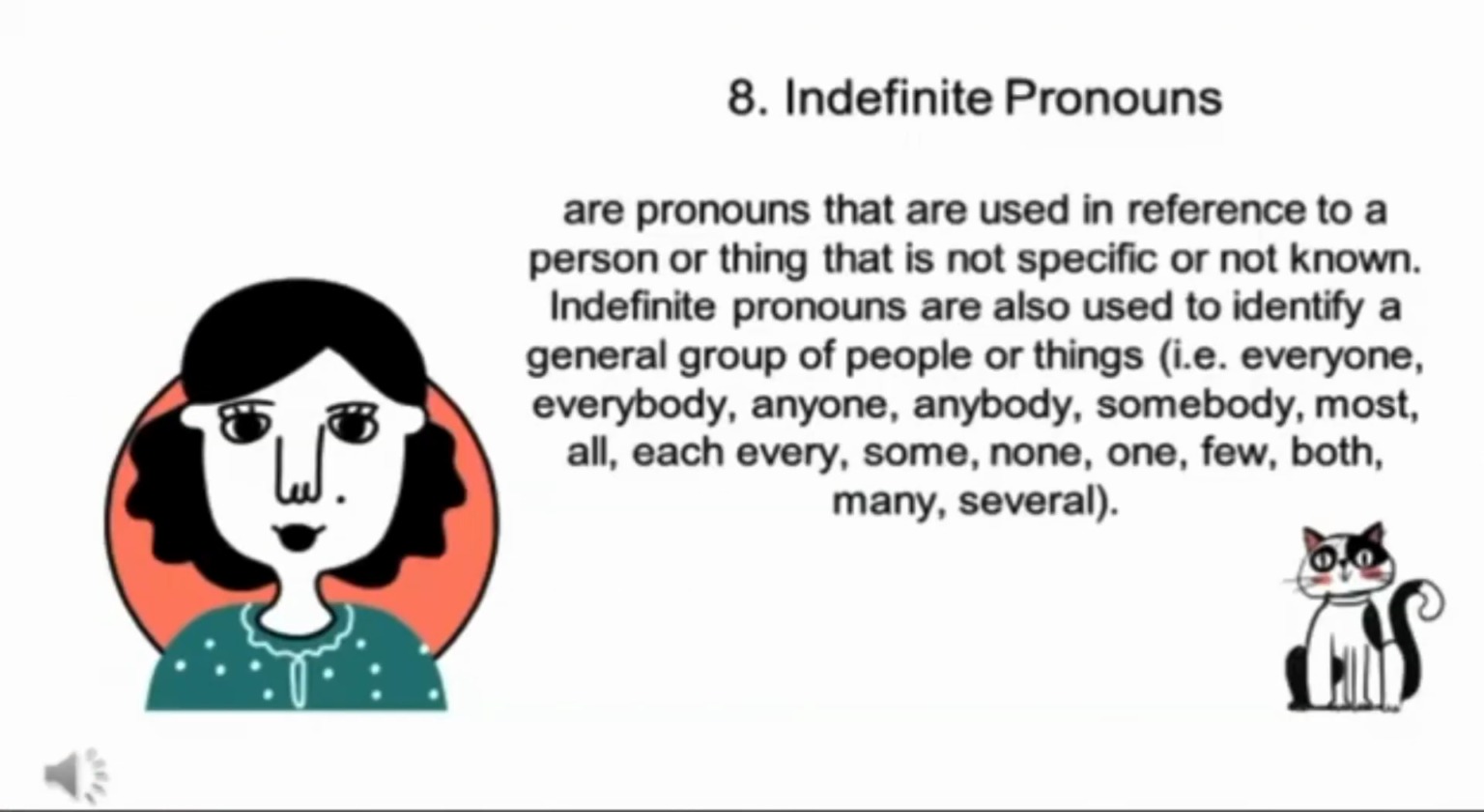The eighth is indefinite pronouns, which are pronouns that are used in reference to a person or thing that is not specific or not known. Indefinite pronouns are also used to identify general groups of people or things. There is everyone, everybody, anyone, anybody, somebody, most, all, each, every, some, none, one, few, both, many, and several.